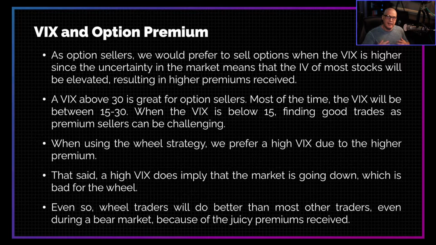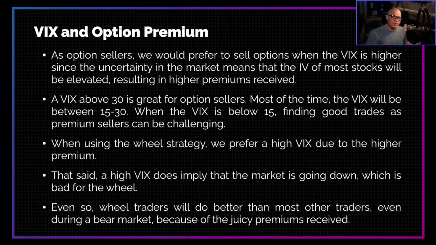And if you're primarily an option seller, such as those of us that prefer an option strategy such as the wheel strategy, my favorite option strategy, as option sellers, we prefer to sell options when VIX is higher, since the uncertainty in the marketplace means that the implied volatility of most stocks will be elevated, resulting in higher premiums. Because a really high VIX doesn't mean that the implied volatility of the S&P 500 index is the only thing that is high. It means everything that composes the S&P 500 index. Most of those stocks are going to have elevated IV.